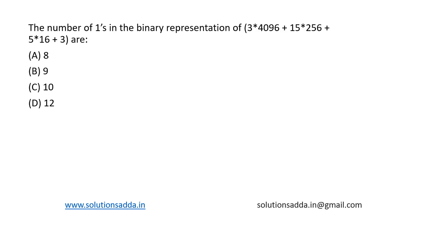This is a question from digital logic design. The number of ones in the binary representation of 3 into 4096 plus 15 into 256 plus 5 into 16 plus 3 is what? So given expression is 3 into 4096 plus 15 into 256 plus 5 into 16 plus 3. This can be rewritten as follows.